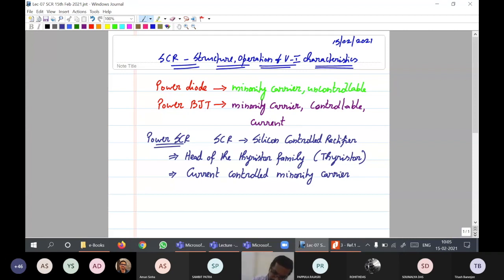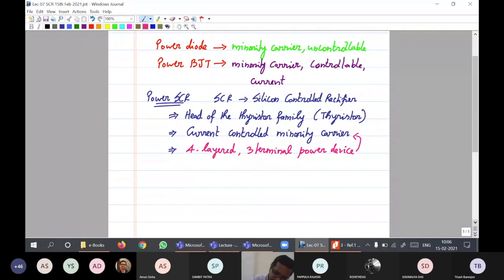And if you want to define an SCR, it is a 3-terminal. Probably you can start from layers as well. It is a 4-layered 3-terminal power device. If you want to further quantify and make the definition perfect, you can add these points as well. It is a 4-layered 3-terminal minority carrier current controlled power device. Perfect definition of an SCR. All right. Now, what are the features of SCR?